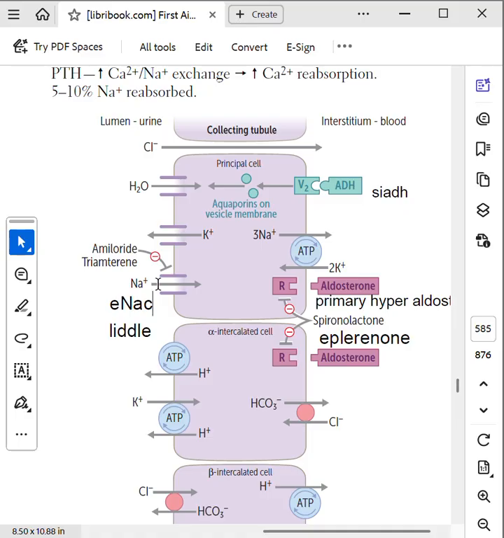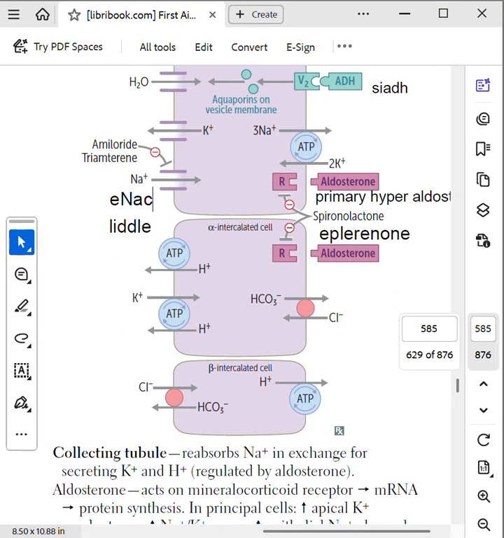Now, there's also the acid-base balance. The kidney is a very big participant in acid-base balance. A way to remember this is that the alpha intercalated cells help in acidosis. It starts with A, so it helps in acidosis. What it does is secrete hydrogen out and reabsorb bicarbonate. So it helps the body in acidosis.